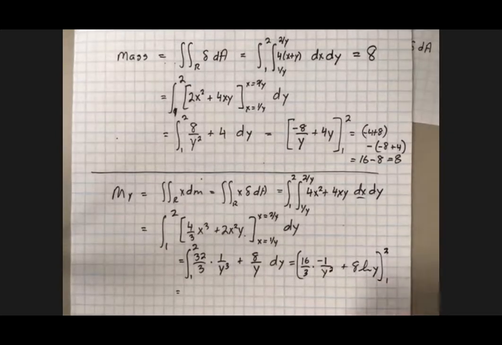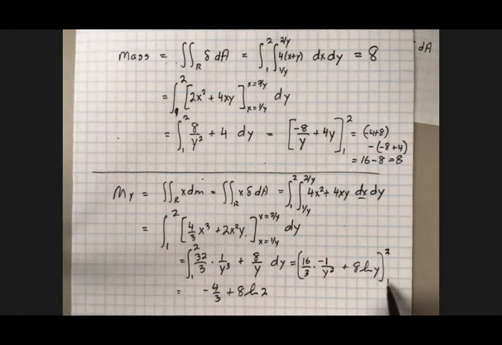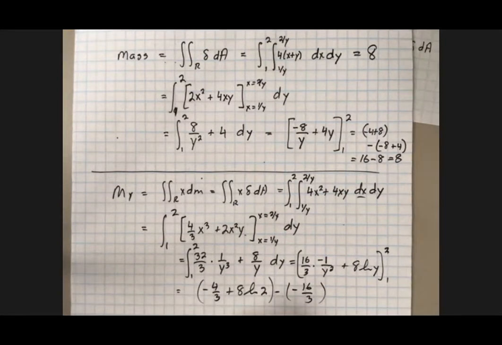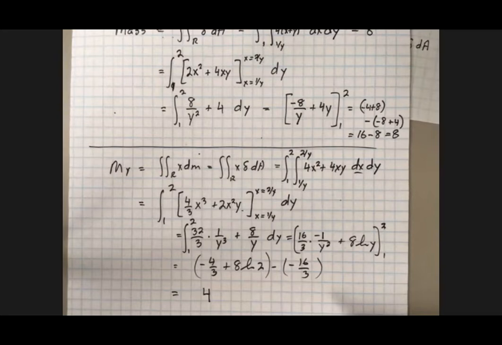So now let's evaluate this from 1 to 2. When I plug in 2, I get 4 down here. So I get minus 1/4, minus 4/3, and plus 8 log 2. When I plug in 1, I get minus 16/3, 8 log 1. Of course, log 1 is 0. So I get minus 16/3, and I'm subtracting. So how does this come out? This is 16/3 minus 4/3, which is 12/3, which is 4. And I get this awkward 8 log 2.